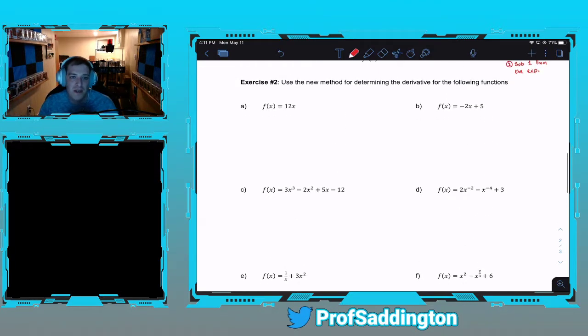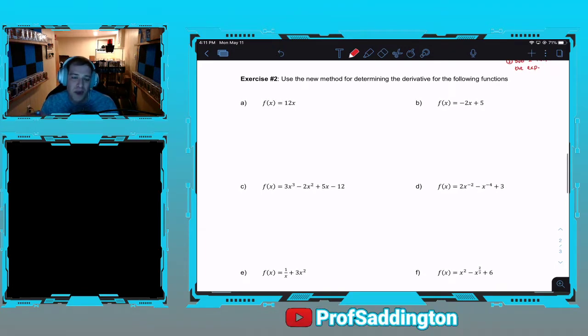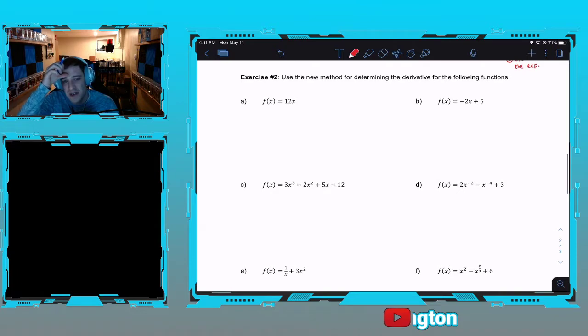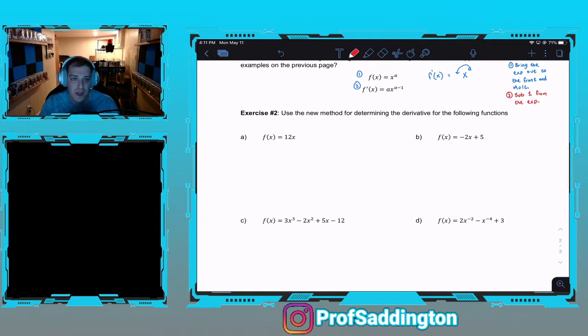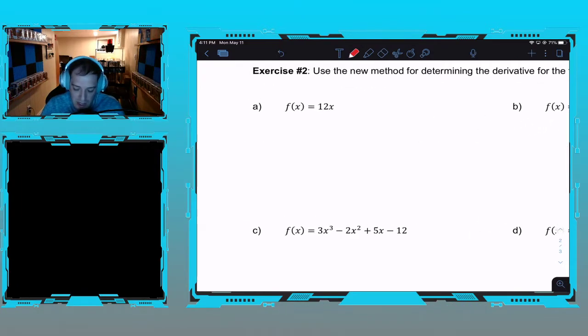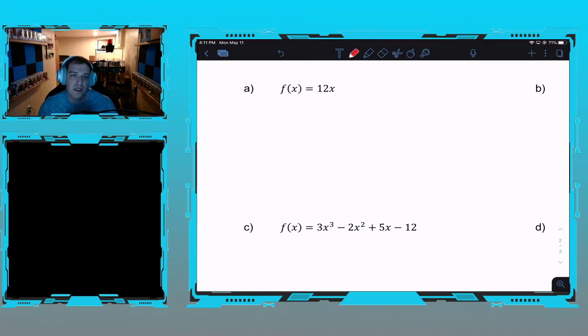There's some with negative exponents. There's some with positive exponents. There's some with fractions. So I kind of want to do one of each, and I'm just going to leave it at that because it's just going to be these same 2 rules on repeat. So letter A, this is like the simplest of all problems if you're looking for a derivative.